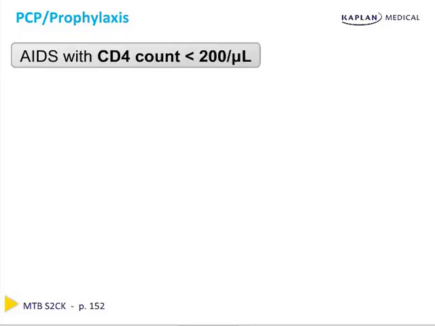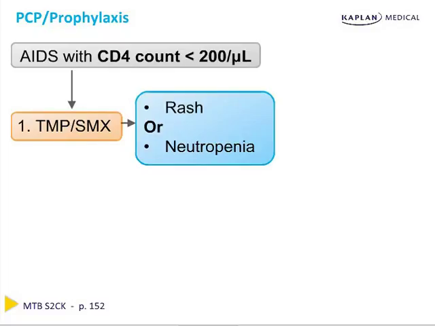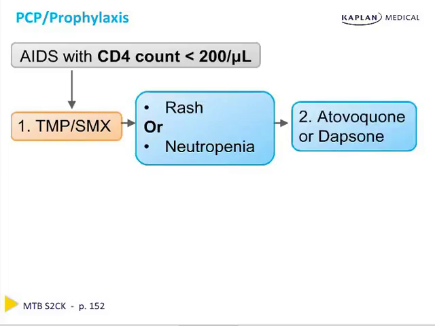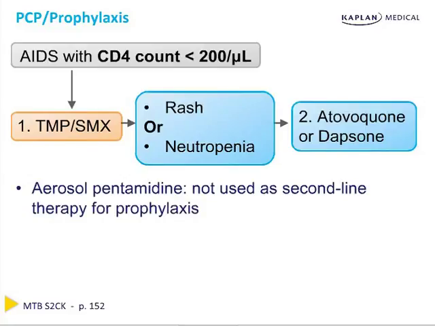With regard to PCP prophylaxis, this is indicated for a patient with AIDS with a CD4 count less than 200. One option is to use trimethoprim sulfamethoxazole. Be careful, this can cause rash or neutropenia. If that's the case, you can switch to atovaquone or dapsone. Aerosolized pentamidine is also an option.